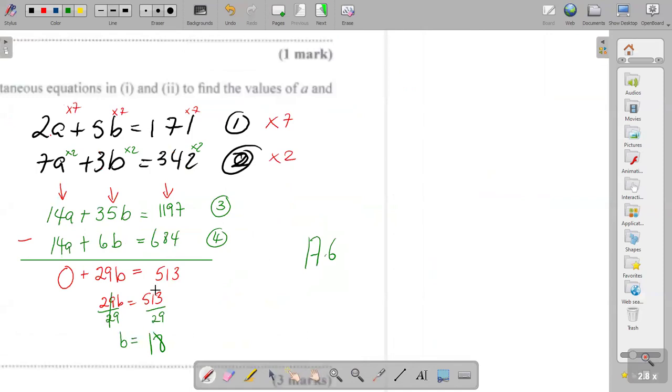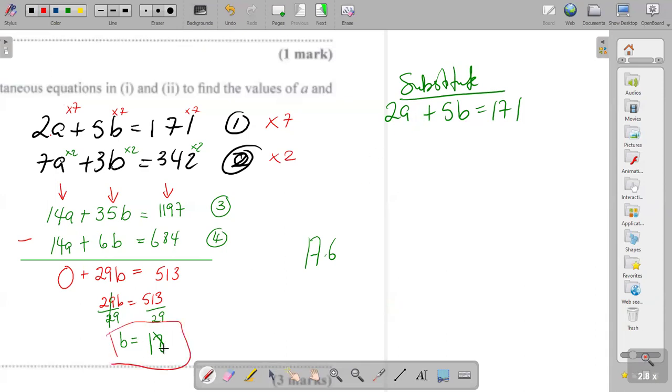So let B be 18. So let's use the first one. So the next step is to substitute. So we're going to use 2A plus 5B equal 171. Please know that there are years when CXC themselves do make mistakes, so don't panic. So let's go. What value did we just find? B, right? So everywhere we see B, we're going to put in 18. So 2A plus 5 times 18 equal 171. Okay, so somebody, what's 5 times 18? Should be less than 100. 90?